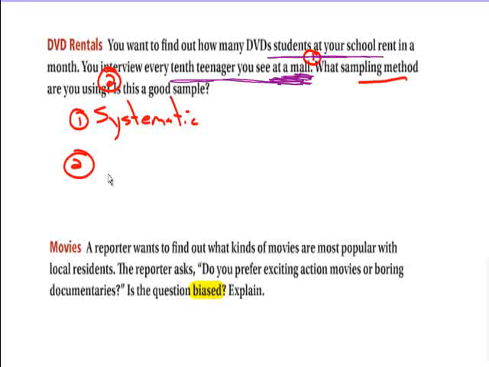So is it a good sample? We're going to say no based on that. So you will not only be surveying your school at the mall, or your school, your peers.